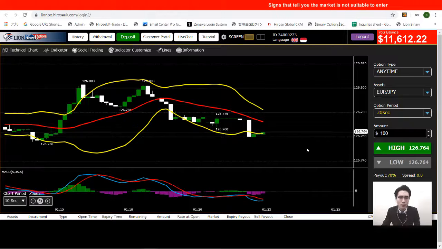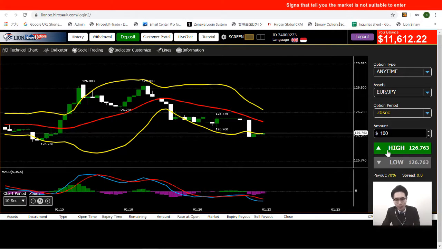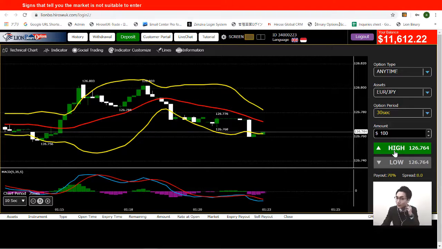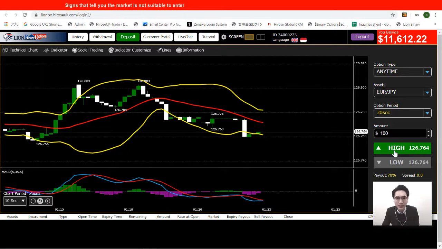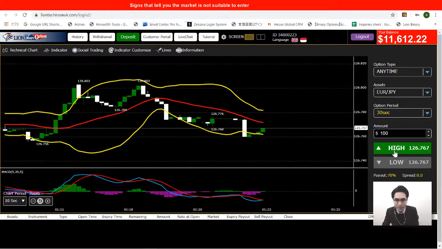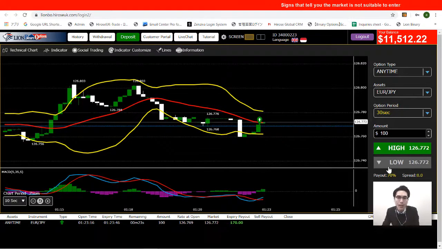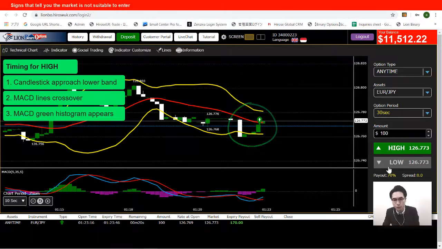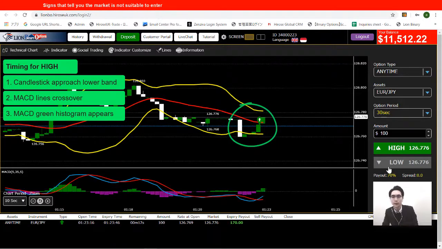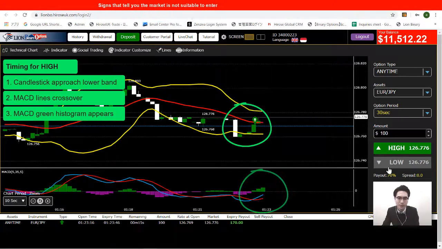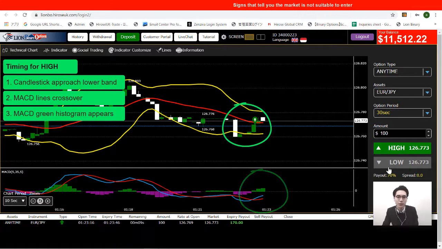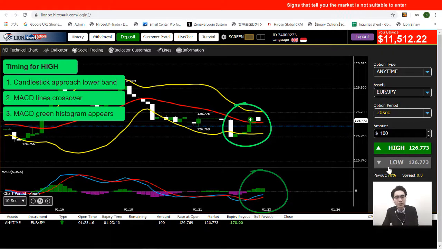Now we are actually looking at a range market. I will explain how we identify a range market, but for now, I will place my trade first because it's the timing to trade. The timing for us to make a trade using this strategy is when the candlestick approaches the lower band, and then we move on to the MACD. I need the two lines to cross over and give me a green histogram. Now I have two bullish indications telling me that the price is going up. That's why I opened my trade.